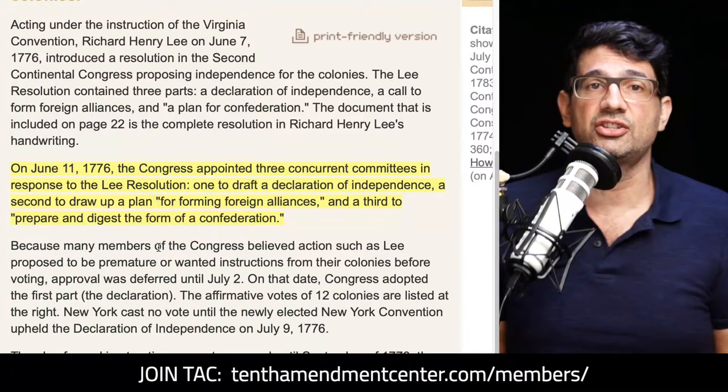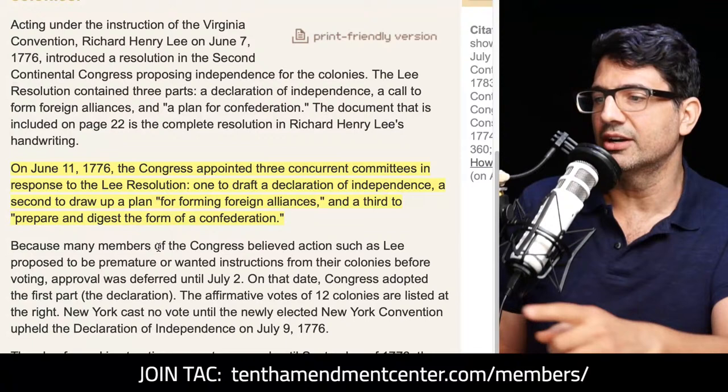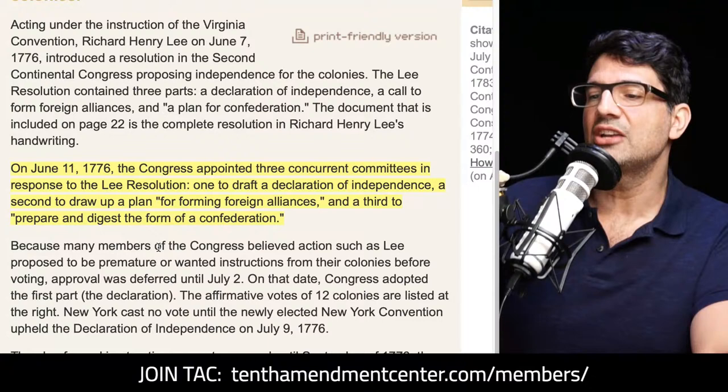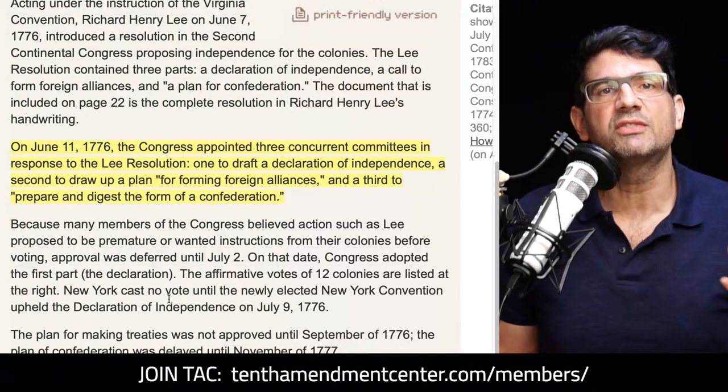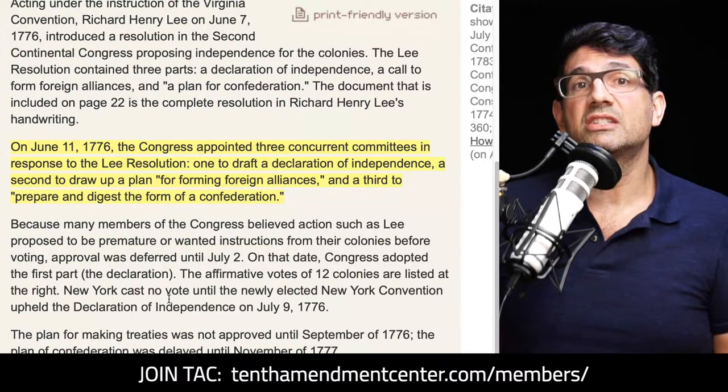I think they actually followed up in support maybe by the 9th. I forget. Yeah, here it is. New York cast no vote until the newly elected New York Convention upheld the declaration on July 9th, 1776. So there was a unanimous vote in support of this Lee Resolution. This was a declaration of independence. Twelve colonies voted yes on July 2nd, 1776.